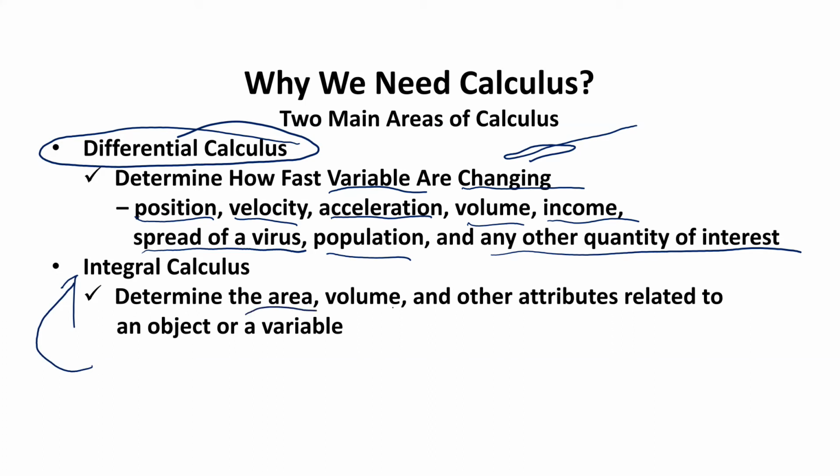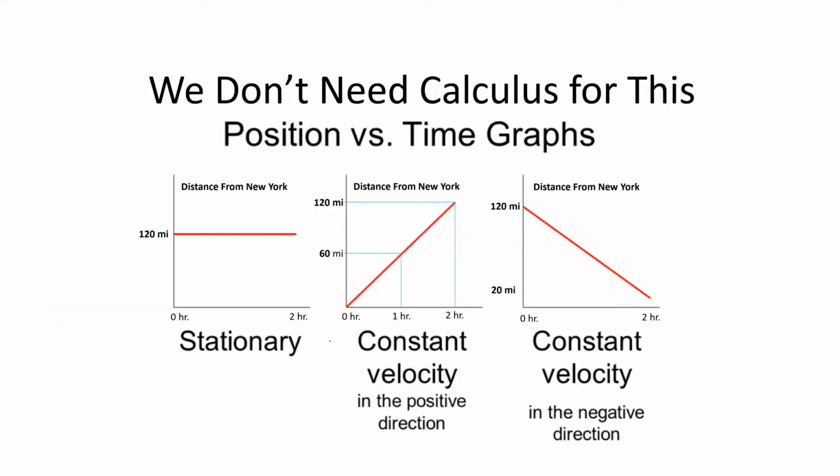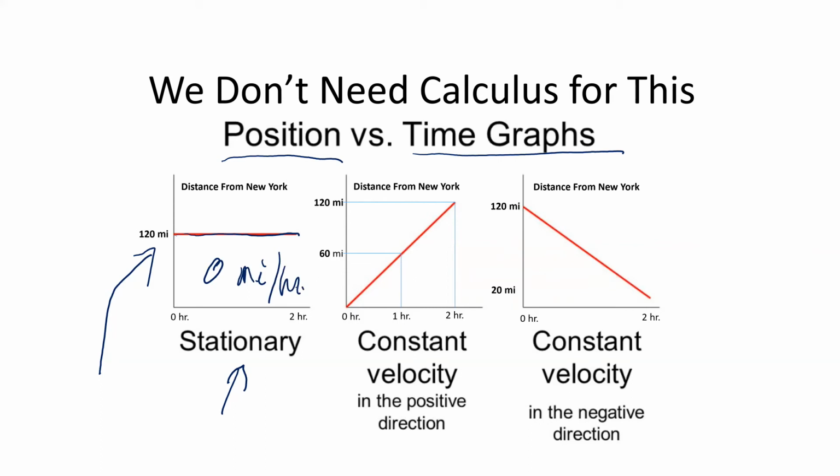Here you can determine the area, the volume, and other attributes related to an object or a variable. Now, we don't need calculus for this. Here we have three graphs, which is position versus time. Suppose you were 120 miles from New York and you remained 120 miles from New York. In other words, you're stationary, you're not moving. You know exactly how fast you're going: 0 miles per hour if you're staying in the same spot.